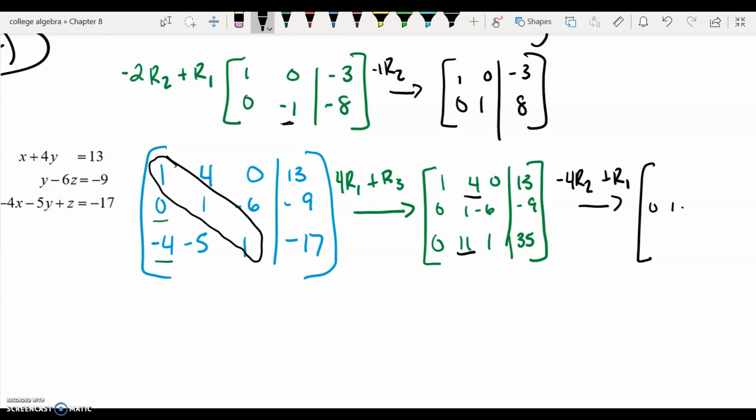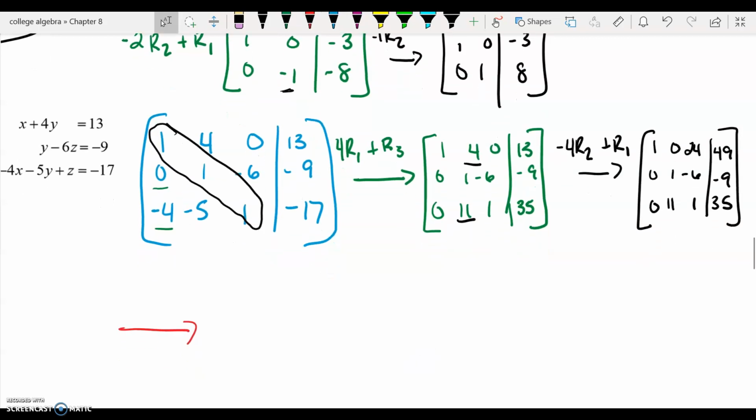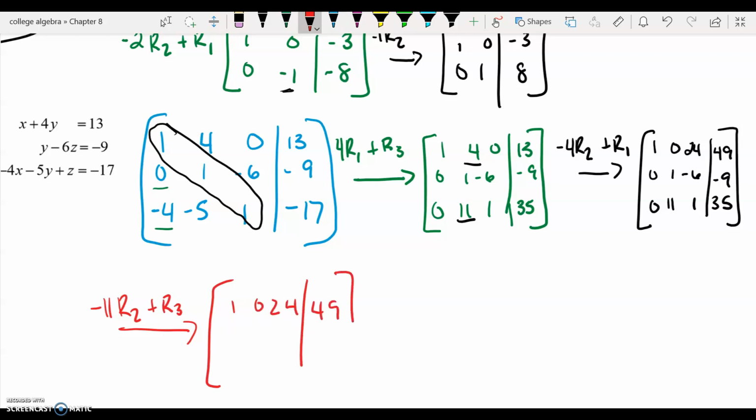So row 2 is going to stay the same. Row 3 is going to stay the same because we didn't do anything to it. Now we're going to multiply row 2 by -4 and add it to row 1. So I'm going to get 1, 0, 24, 49. Next step, I'm going to go over here. We're going to multiply row 2 by -11 and add it to row 3 so we can get a 0 there. So 1, 0, 24, 49, it's going to stay the same.